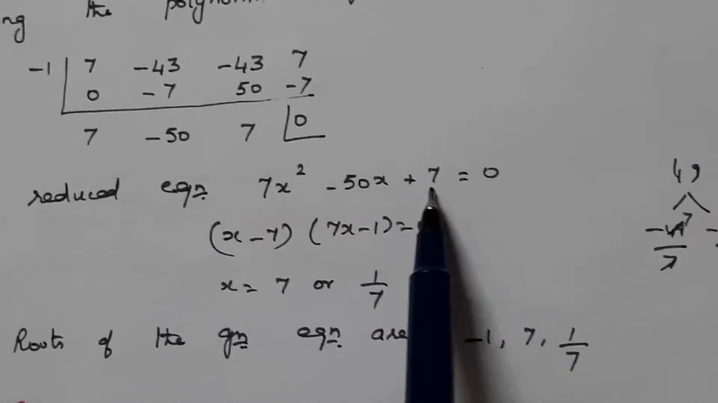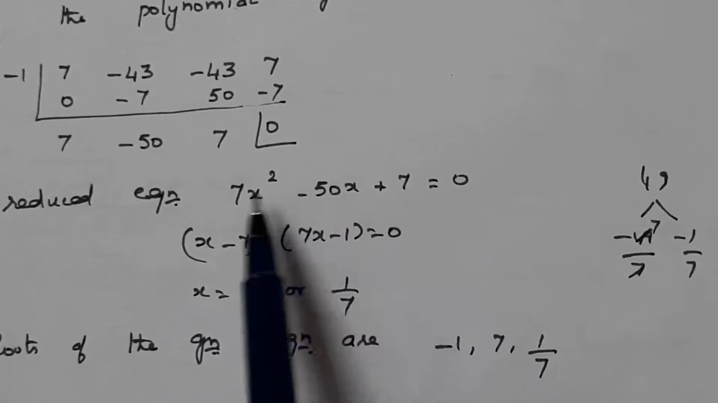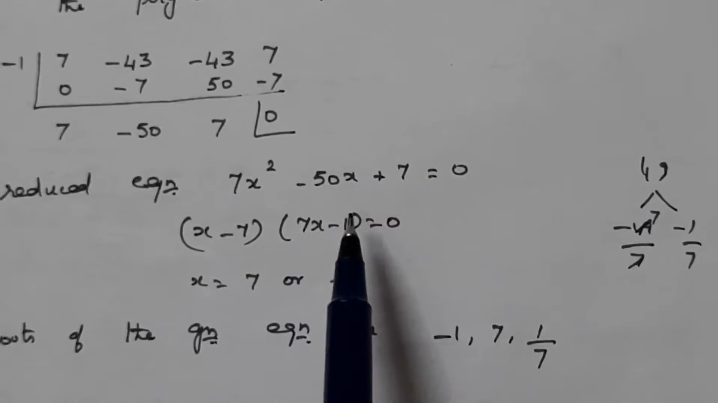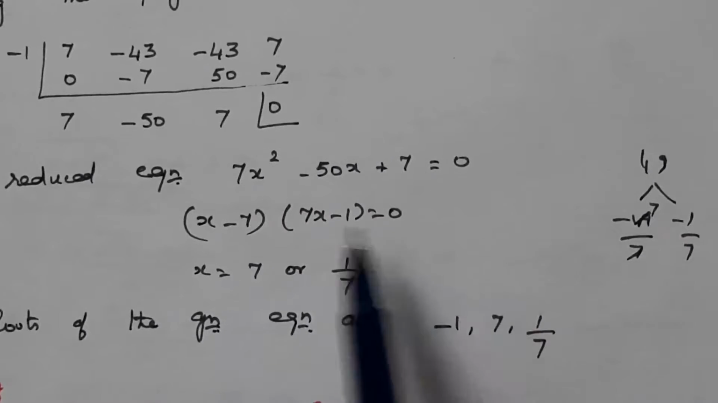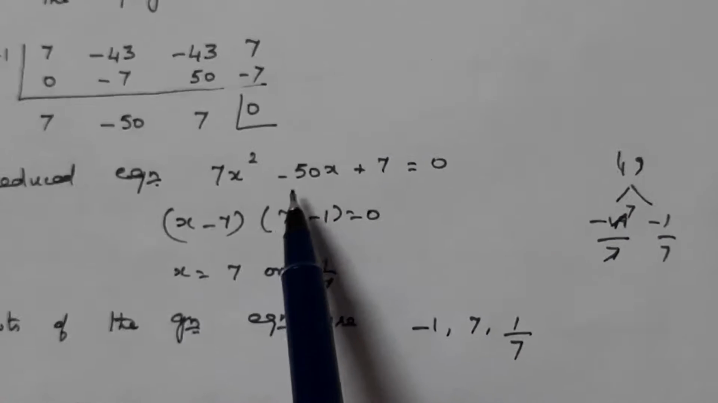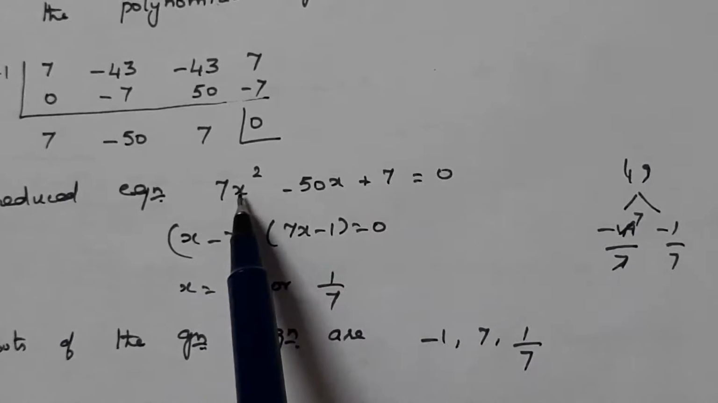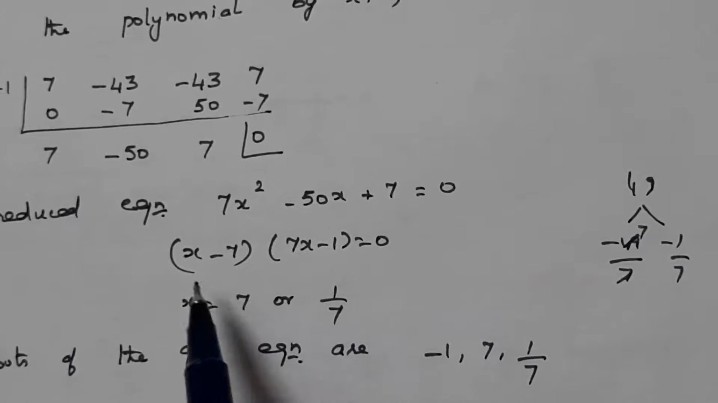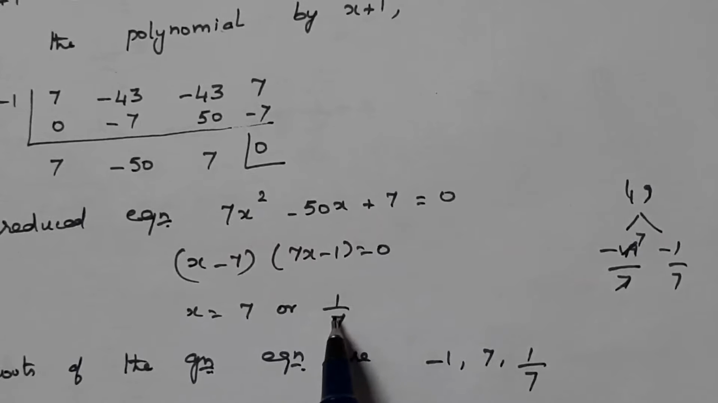Now, look at this type of equation. Coefficient of x squared and constant are same, and the coefficient of x is the sum of the factors of its product. So this equation should have the roots as 7 and 1 by 7. But as it is not a 1 mark question, you have to show the factors. What is 7 into 7? 49. And what are the factors of 49 whose sum is minus 50? Minus 49 and minus 1. As the coefficient of x squared is 7, you will have the factors as x minus 7 and 7x minus 1 is equal to 0. So x is equal to 7 or 1 by 7.